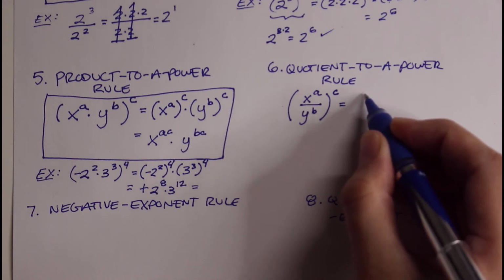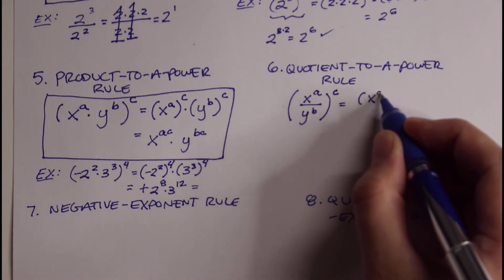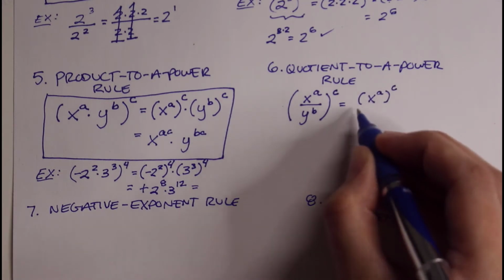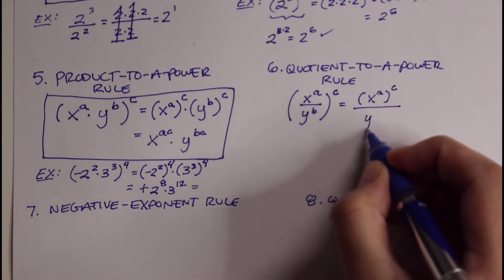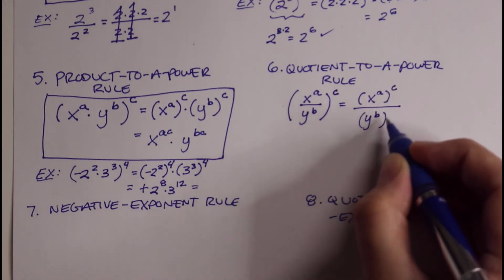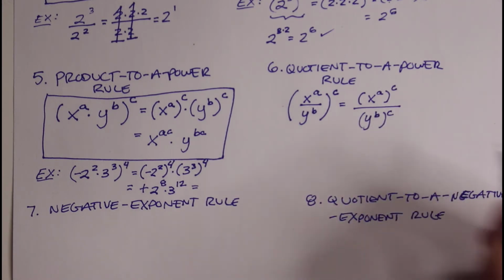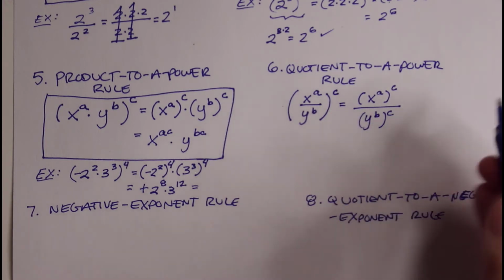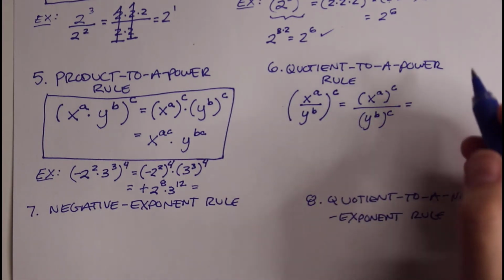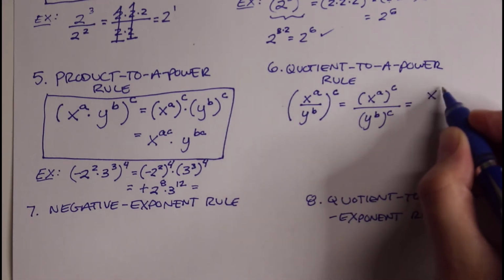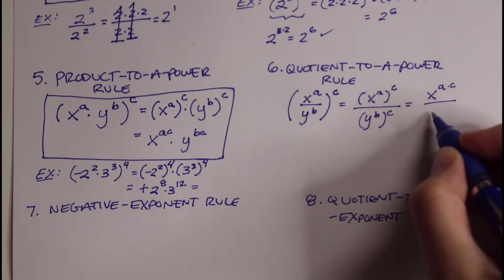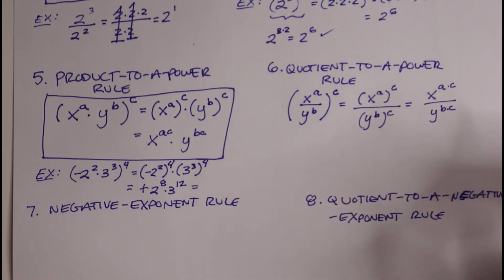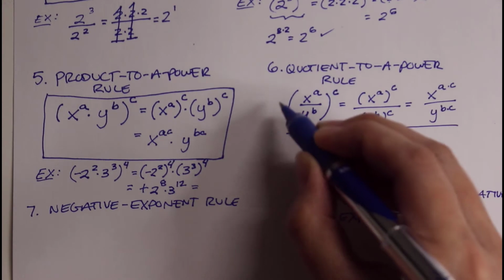So my intermediate step is that I have x to the a raised to the c power in my numerator, and then y to the b raised to the c power in the denominator. Think of it like distributing that c power to both the top and bottom. And then I would use my original power rule and say this is x to the a times c and y to the b times c. Alright, 2 more rules.